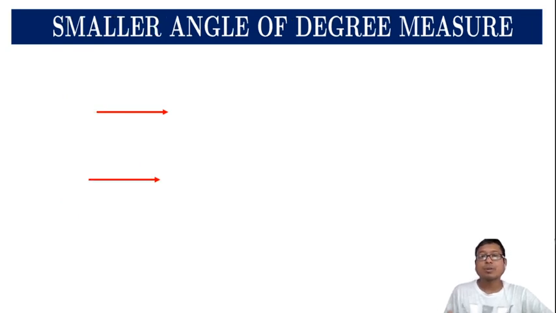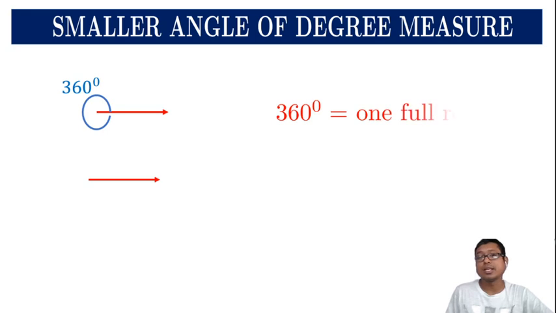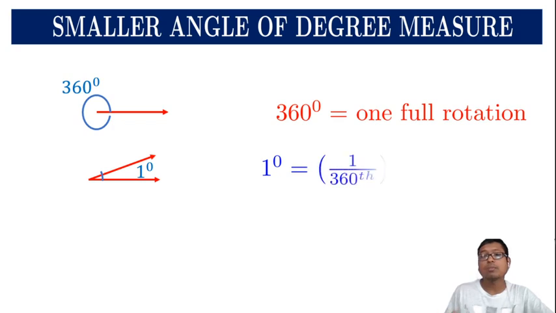Now let me talk about the smaller angle of degree measure. We can also have smaller angles for degree measure. You will be able to see here. As I said before, one full complete rotation is 360 degree. That means we can say 360 degree is equal to one full rotation. Now from here we'll be able to find the angle of 1 degree. What will be 1 degree? 1 degree will be equal to 1 by 360 of a full rotation.